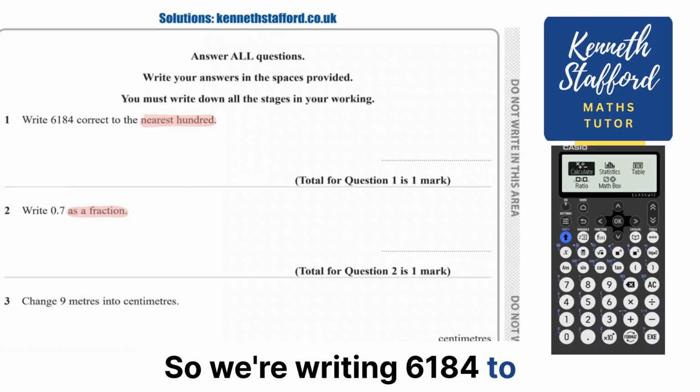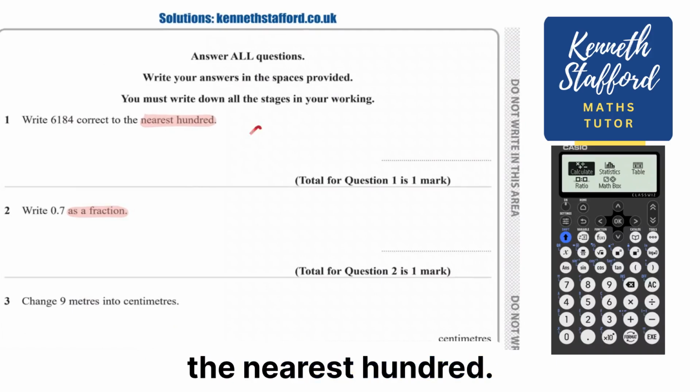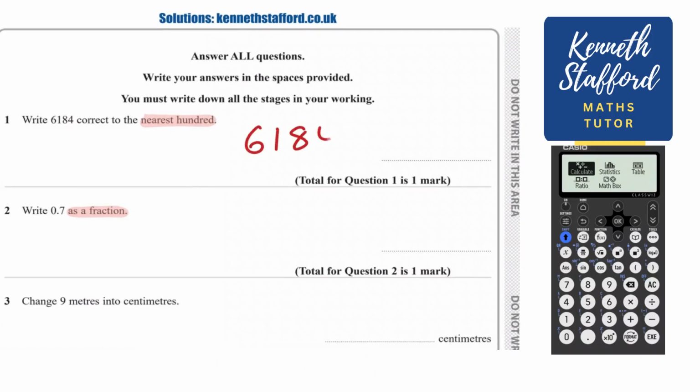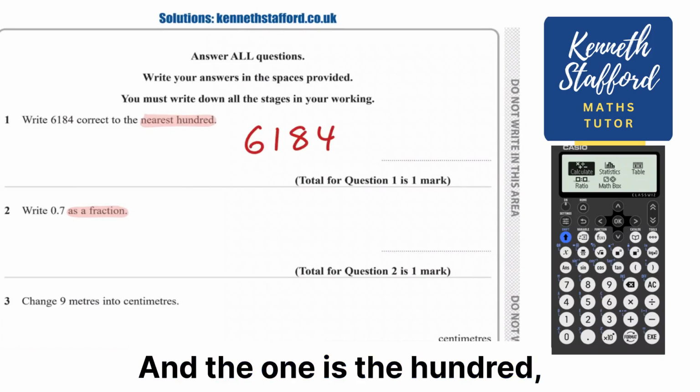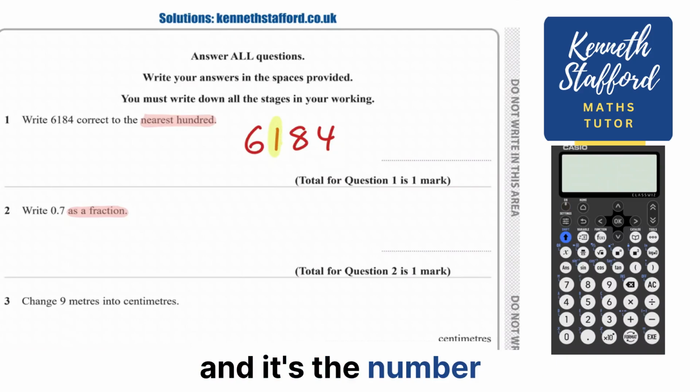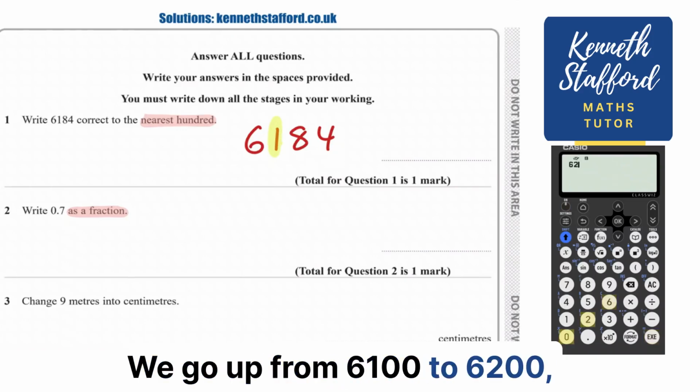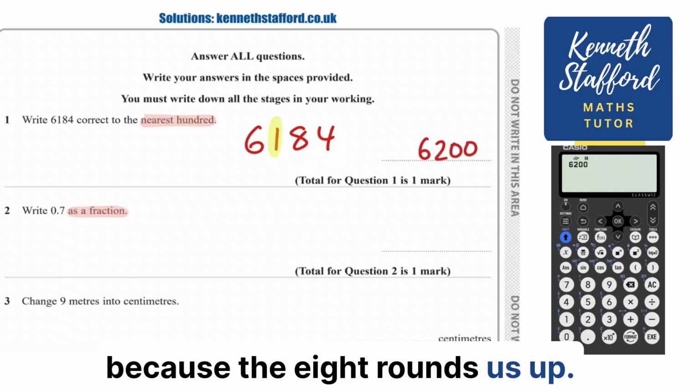So we're writing 6,184 to the nearest 100, and the 1 is the 100. And it's the number after the 1, it's the 8 that's going to decide. We go up from 6,100 to 6,200 because the 8 rounds us up.